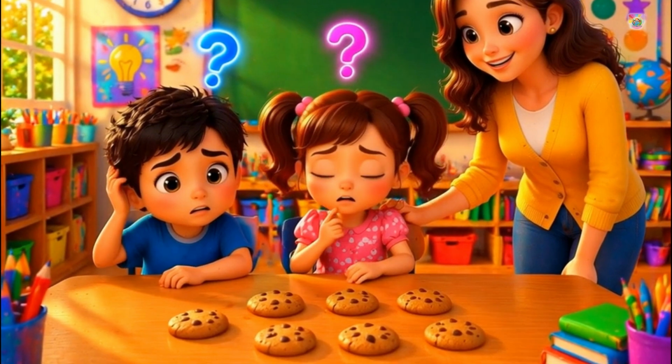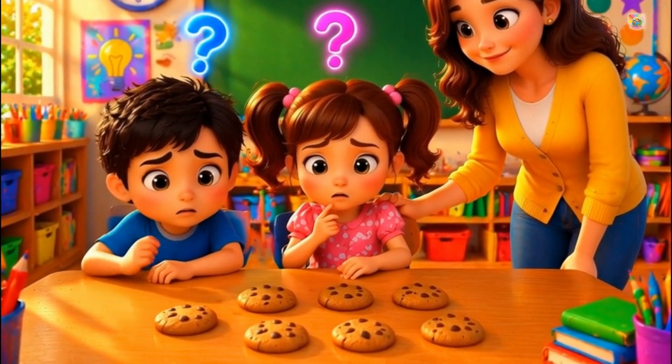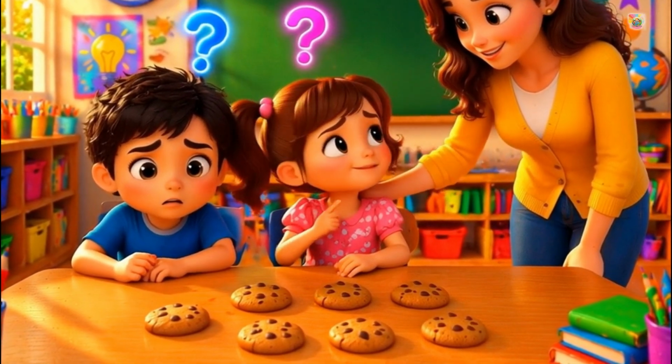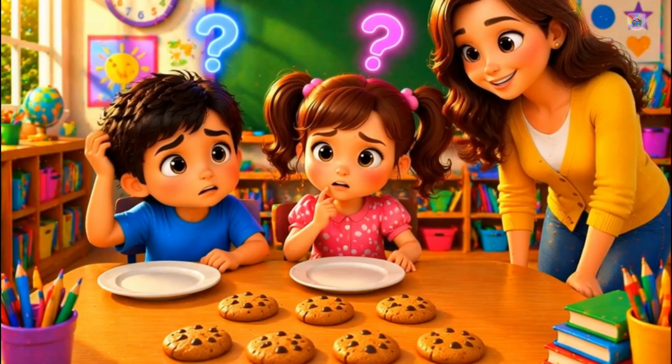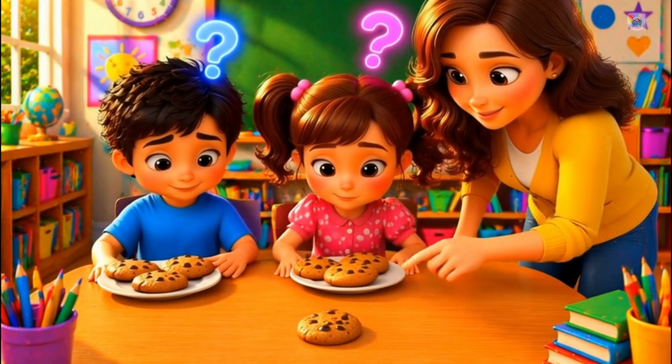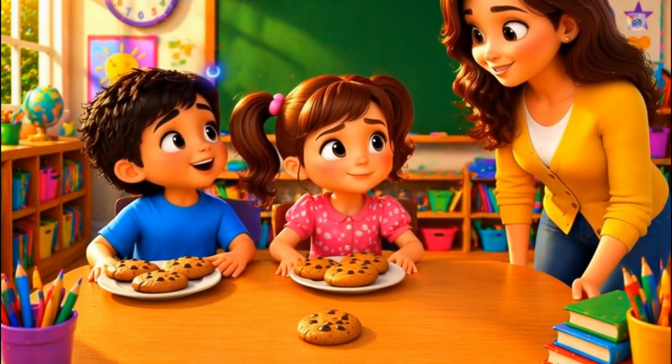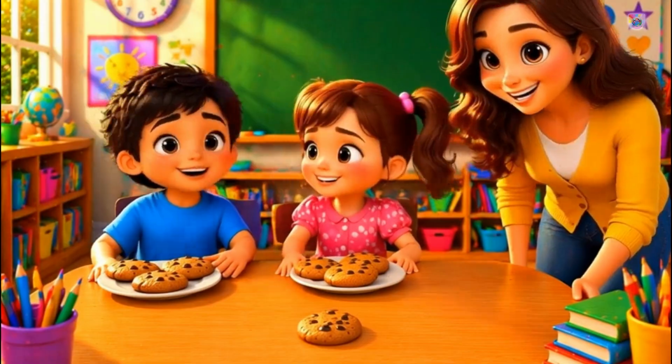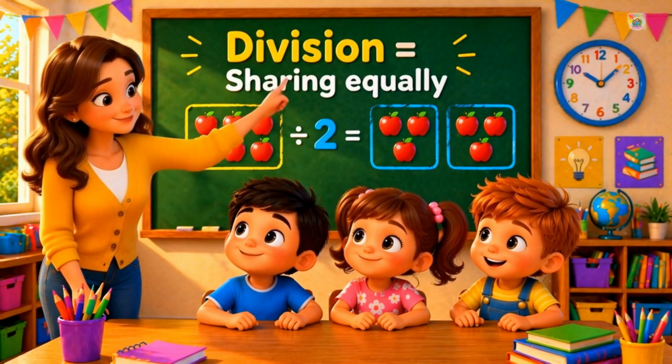Now your turn. We have 7 cookies and 2 kids. Can we share equally? No. 1 extra is left. That is called remainder. Division means sharing equally.